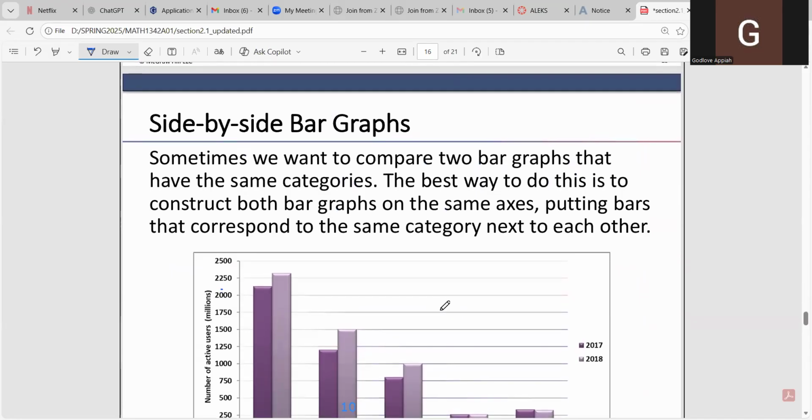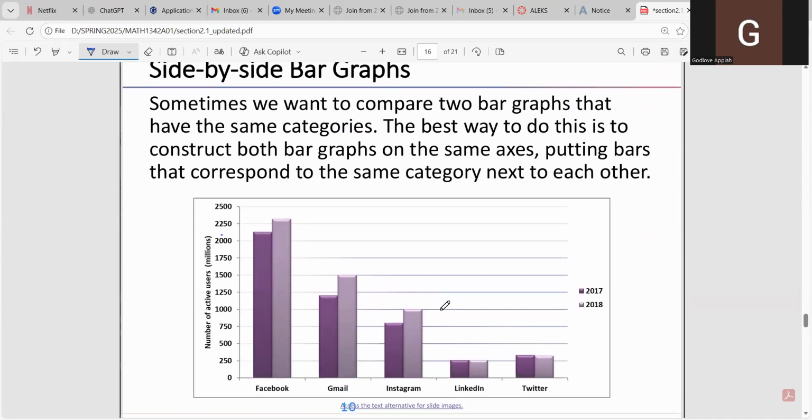We call this a side-by-side bar graph. Again, this is also a very important graph that we use to organize and describe qualitative data. A side-by-side bar graph allows us to compare two or more qualitative data sets that have the exact same categories. What we are doing here is simply combining the bar graphs of two different data sets together on one graph, because both data sets have the exact same categories.